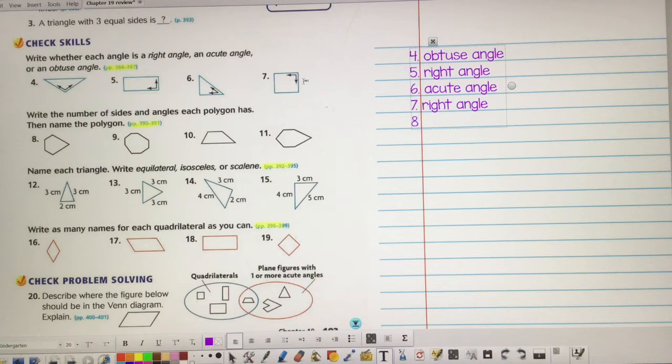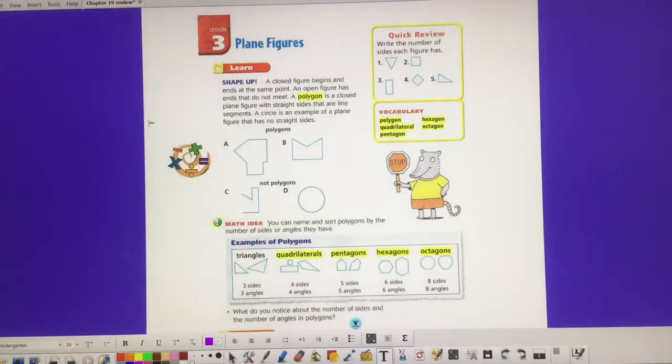Okay, moving on to number 8, 9, 10, and 11. This one wants us to answer a couple things. First, we have to write the number of sides, the number of angles, and then they want us to name the polygon. So I'm actually going to open up to page 390, which is talking about what a polygon is. Remember, it has to be using straight line segments. It has to be closed.